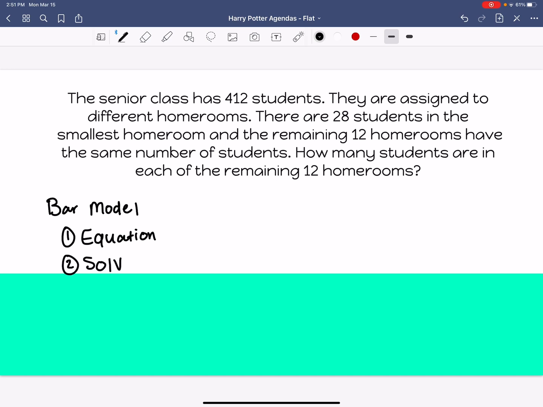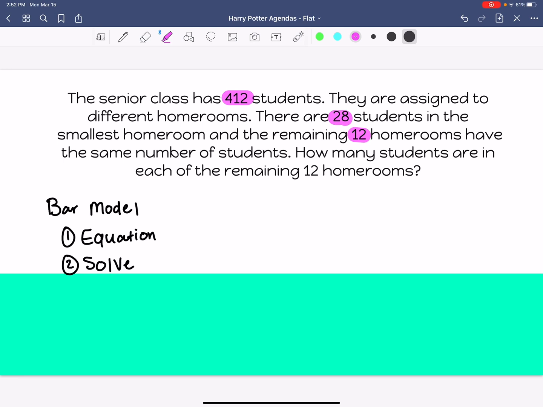So the first thing we're going to do is read through this problem, and I'm going to highlight any important numbers that we might need to remember. So the senior class has 412 students. They are assigned to different homerooms. There are 28 students in the smallest homeroom, and the remaining 12 homerooms have the same number of students.